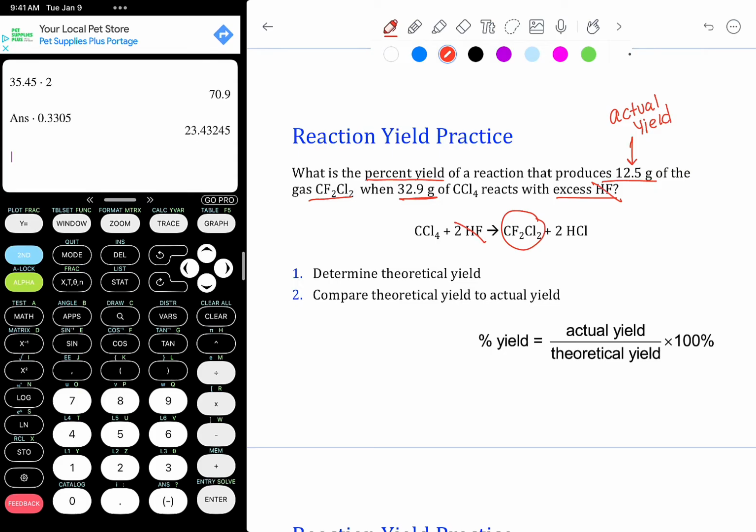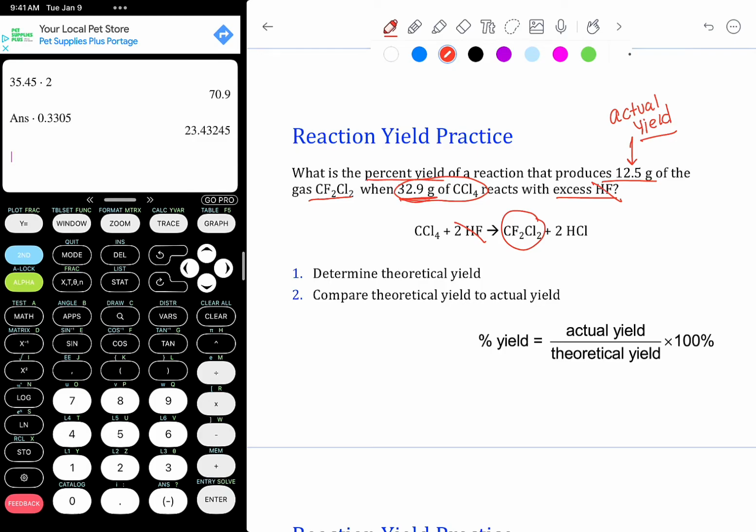So the first thing we want to do is determine the theoretical yield. So we want to take this mass of CCl4 and convert it to a mass of our product. Because we know that that's the maximum amount of product we can make from the limiting reactant. Once we find that theoretical yield, we're going to compare it to our actual yield using our equation, actual over theoretical multiplied by 100. So our first step is to determine the theoretical yield.